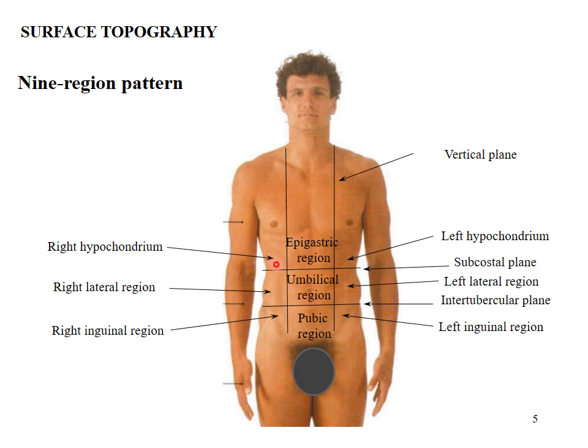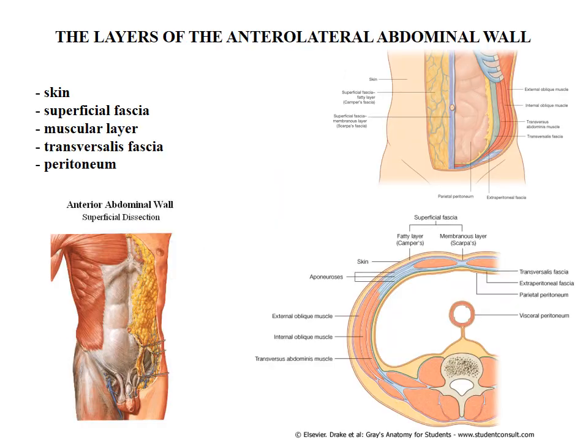Right hypochondriac region and left hypochondriac region, epigastric region, right lateral and left lateral region, and umbilical region. And the most lower are the right inguinal and left inguinal region, and in the middle this is the pubic region.